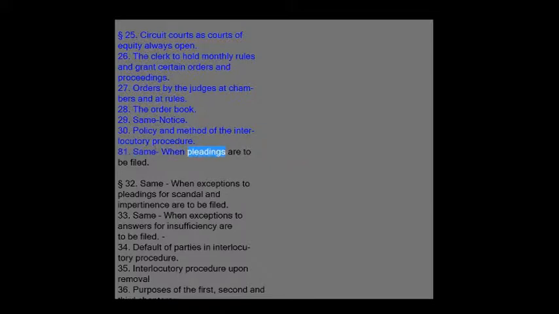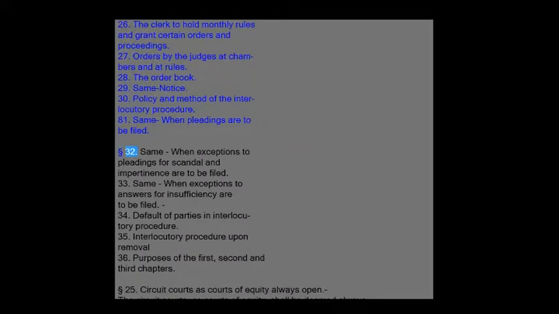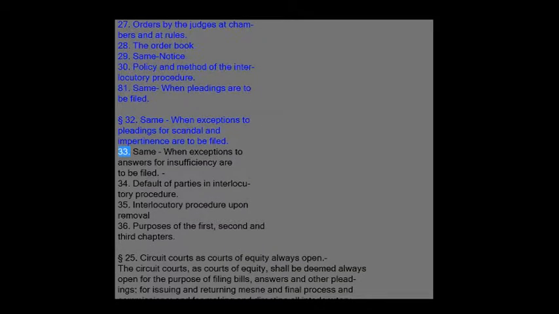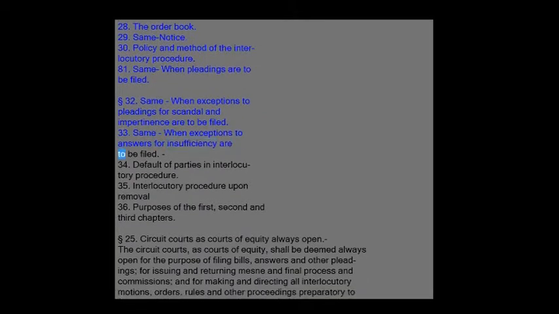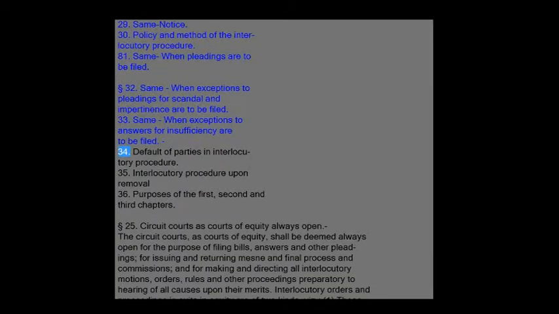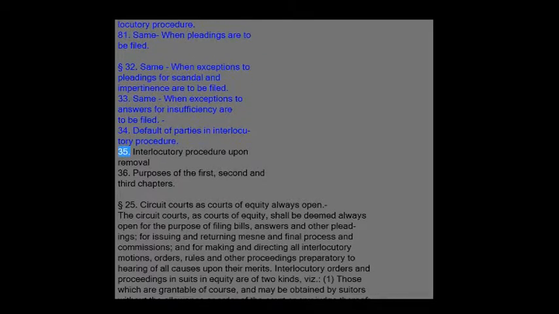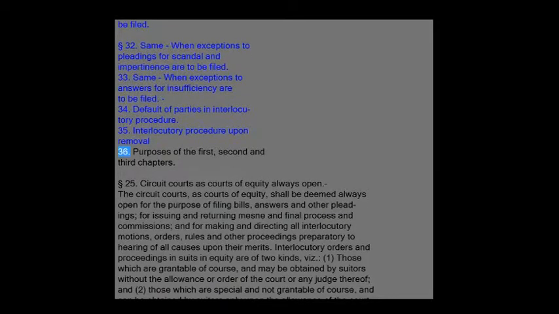31. Same when pleadings are to be filed. 32. Same when exceptions to pleadings for scandal and impertinence are to be filed. 33. Same when exceptions to answers for insufficiency are to be filed. 34. Default of parties in interlocutory procedure. 35. Interlocutory procedure upon removal. 36. Purposes of the first, second, and third chapters.